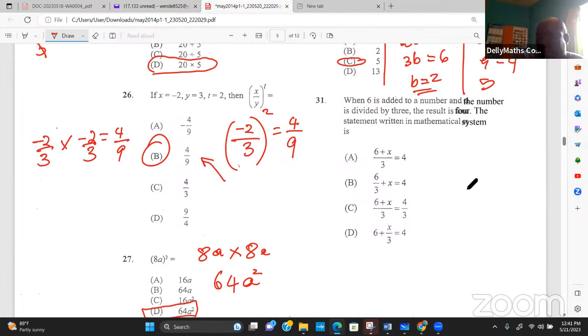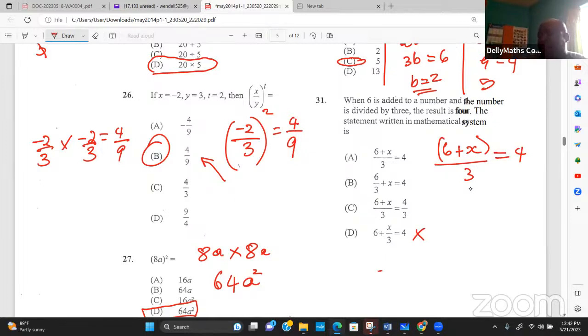Now, we're going to have to read these properly when you're going through this. It says when 6 is added to a number and the number is divided by 3. I'm going to do mine and then I look. When 6 is added to a number x, that means you get a number already. So 6 is added to a number. This is now a new number. And the number is divided by 3. The result is 4, right? Do not choose this, all right?